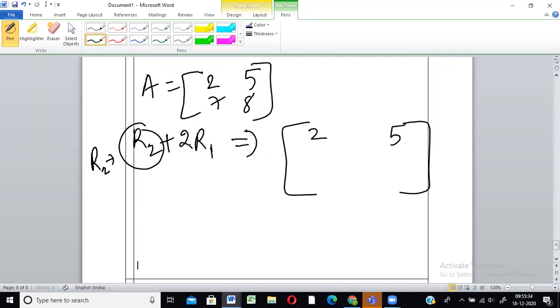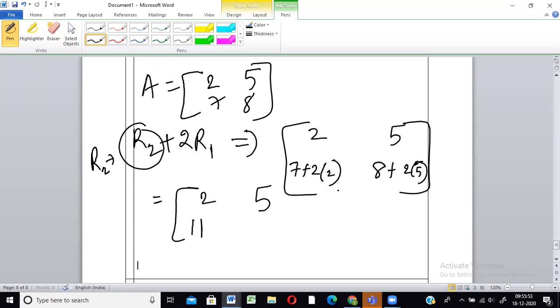R2 is changing. How is R2 changing? R2, whatever it is, plus 2 times R1. 2 twos are 4, so you can write it as 2 twos or directly as 4. Now R2 plus 2 times R1, 2 into 5. So whatever it is, you can write 2, 5, 7 plus 4 is 11, 8 plus 10 is 18. Okay, so this is the final answer. Likewise, you can do it for any column as well.